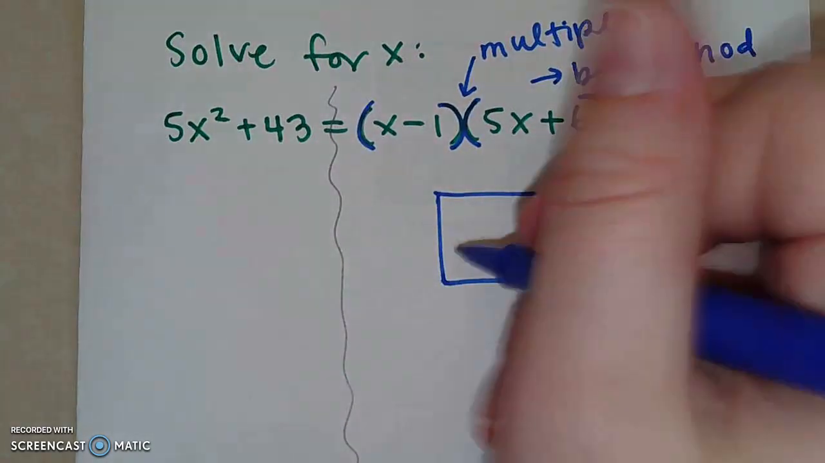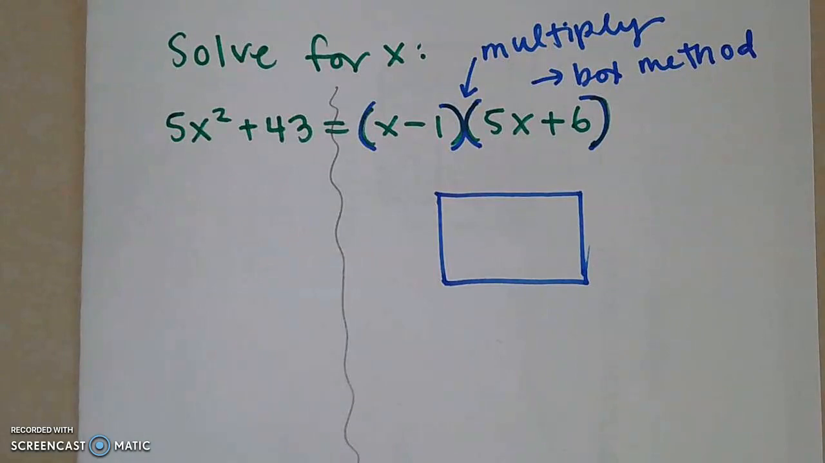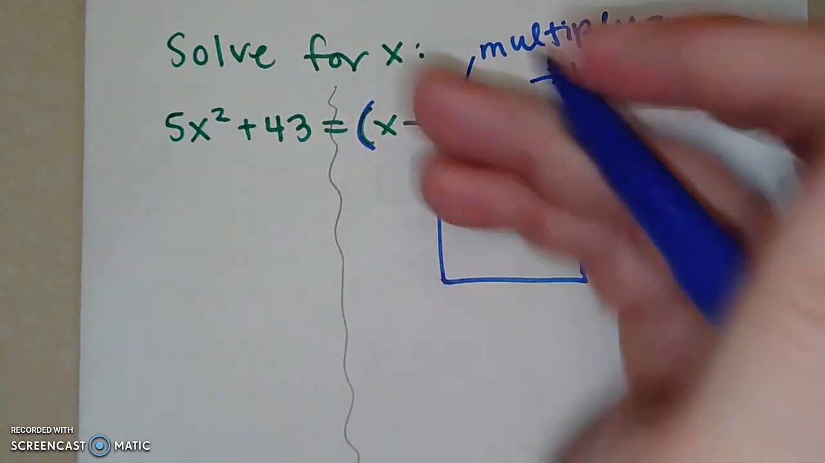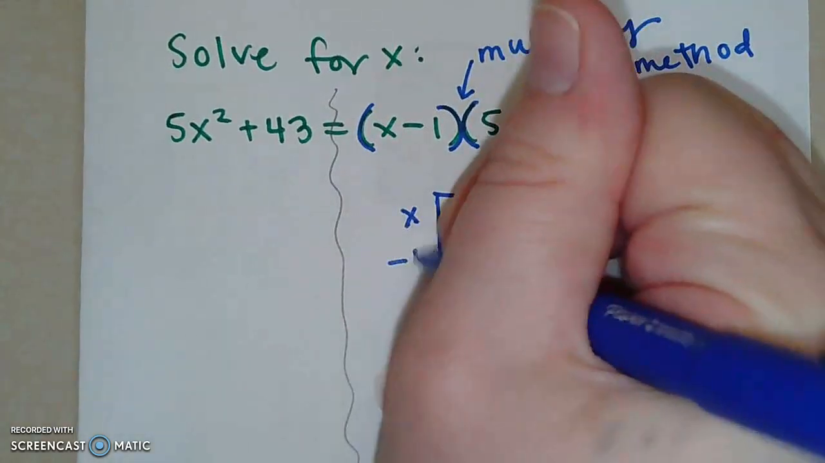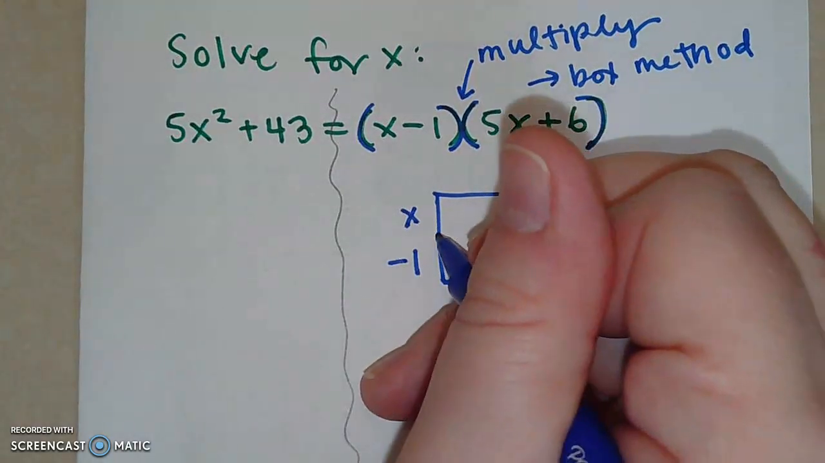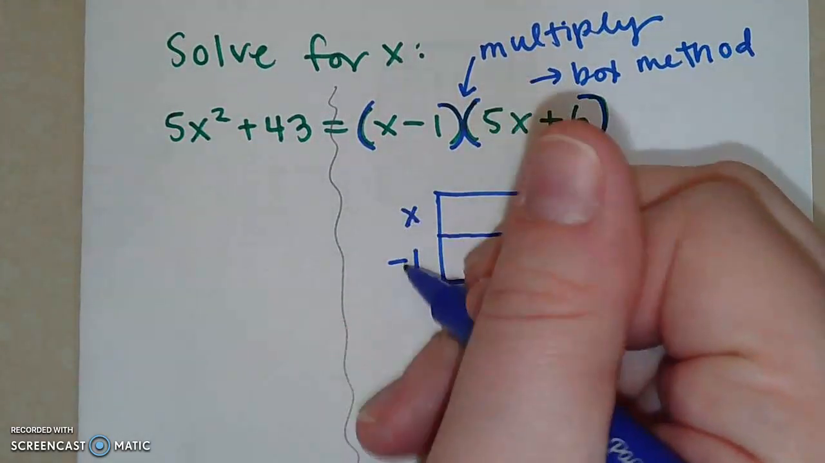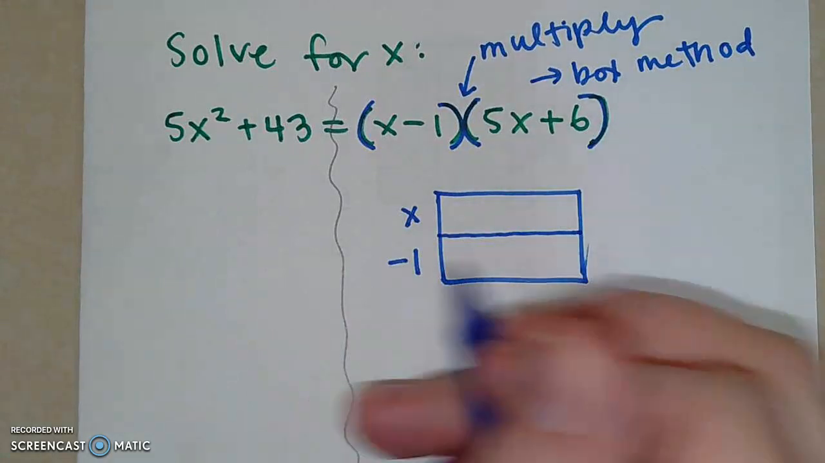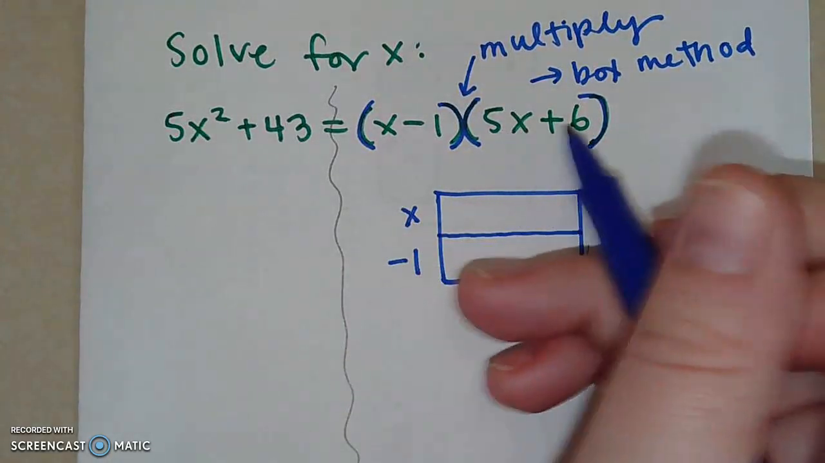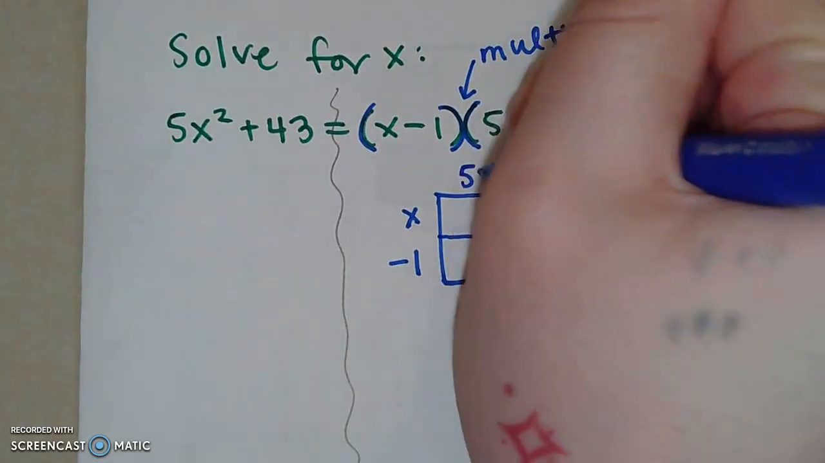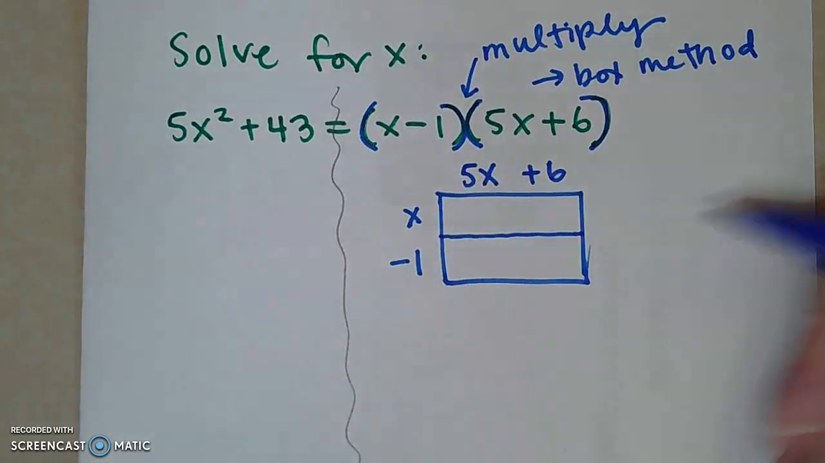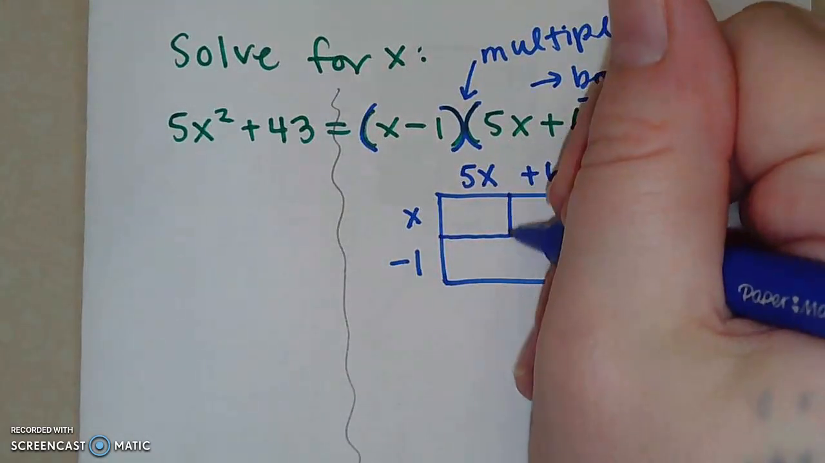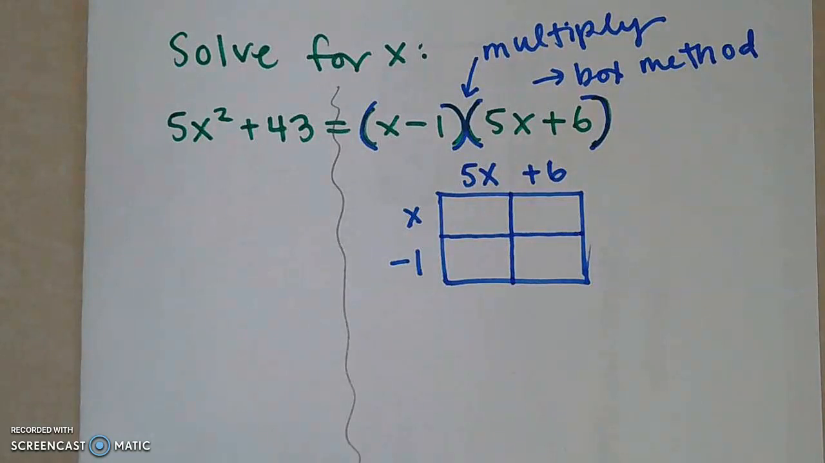So I'm going to start with just drawing a box, more specifically a rectangle. I'm seeing x minus 1. I'm going to put that on the length side, and I'm going to draw a line to separate these two things. x for the top, -1 for the bottom. The second parenthesis is going to go on the width, 5x plus 6. Draw a line, just separating them.